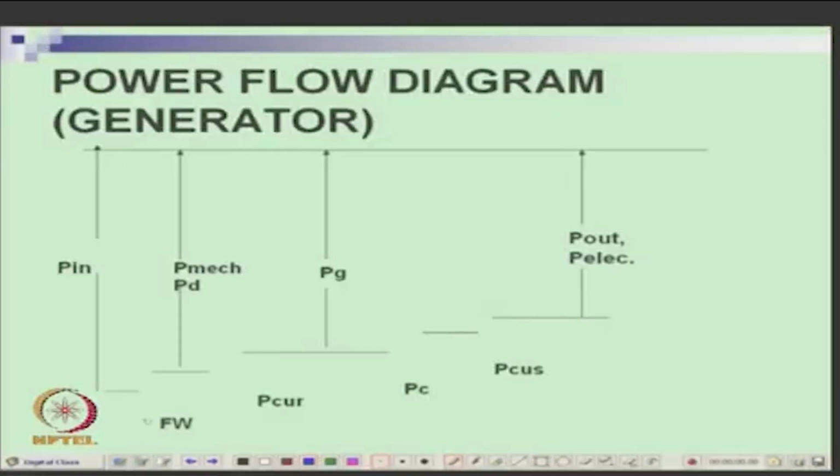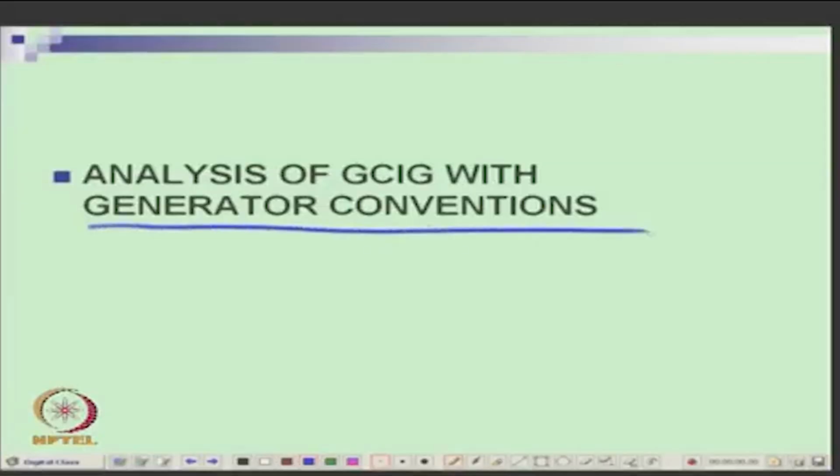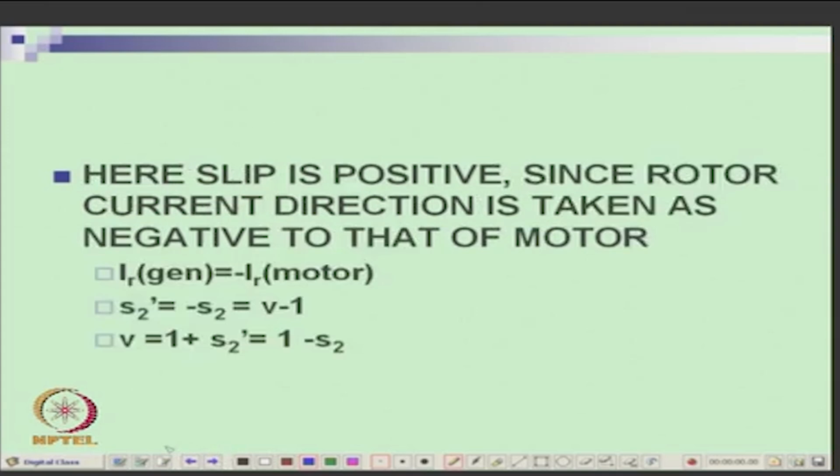So, we have seen this anyway, power input, I think this is a repeat of the same thing. Power flow diagram of the generator, we have done this, I do not need to repeat. Now, if you use the generator convention, you must get the same result, you can't have it the other way around. All you have done is changed your current directions. Now, the IR generator is minus of IR motor.